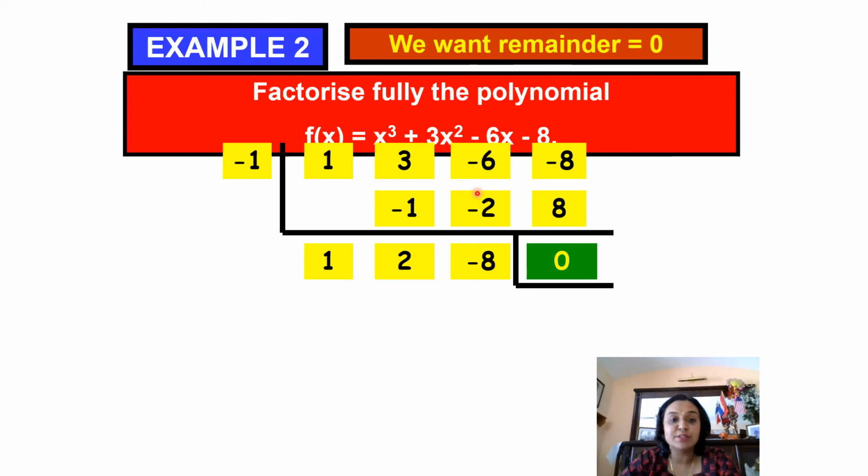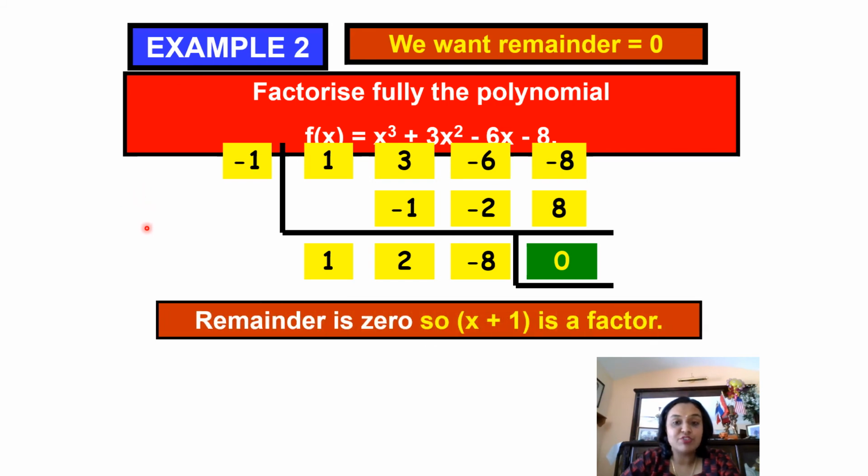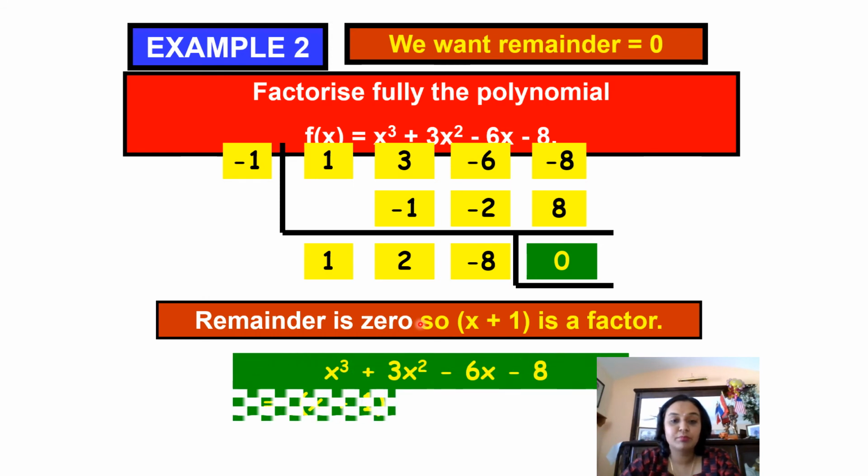So this is a proof that -1 is a root for this function, and x plus 1 is a factor for this function. Please pay attention: x equals -1, and when you bring over the -1, it becomes x plus 1 as a factor.